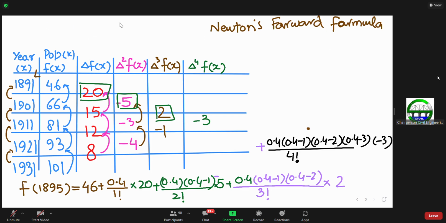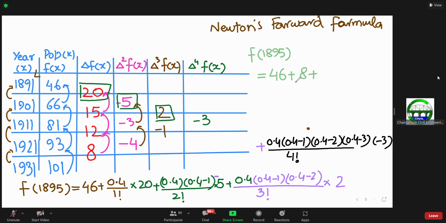So what I will write is f of 1895 is equal to 46 plus, can anyone tell me 0.4 divided by 1 into 20? What is the value? That is 20 multiplied by 0.4. It is 8. Is it? Yeah. What is the next value?